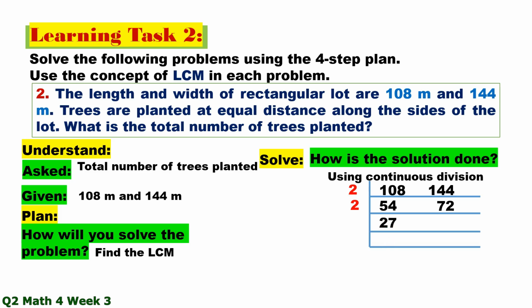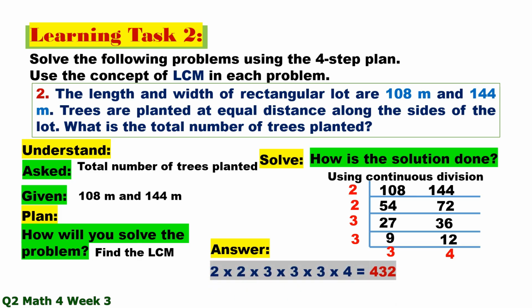54 divided by 2, 27. 72 divided by 2, 36. 27 and 36 are divisible by 3. 27 divided by 3, 9. 36 divided by 3, 12. 9 and 12 are divisible by 3. So 9 divided by 3, 3. 12 divided by 3, 4. 2 times 2 times 3 times 3 times 3 times 4 equals 432.